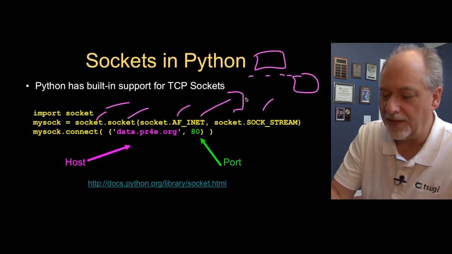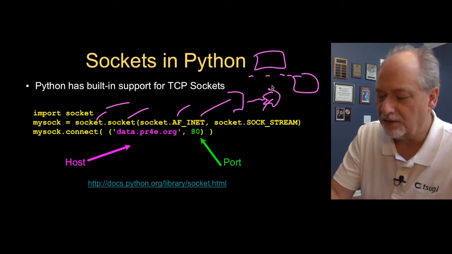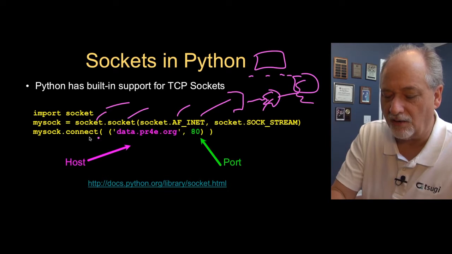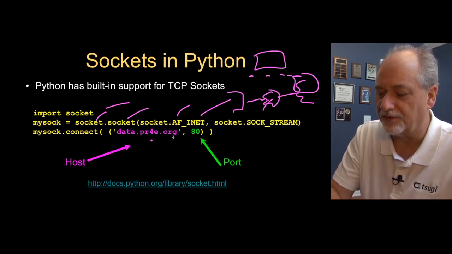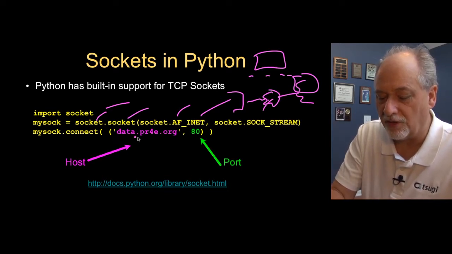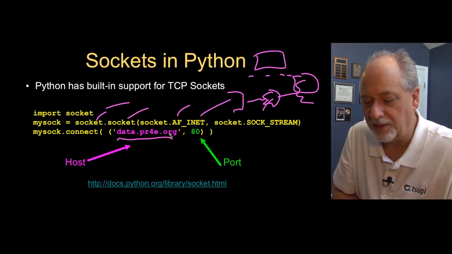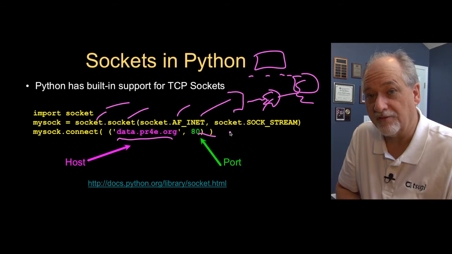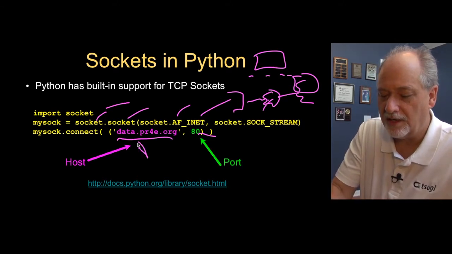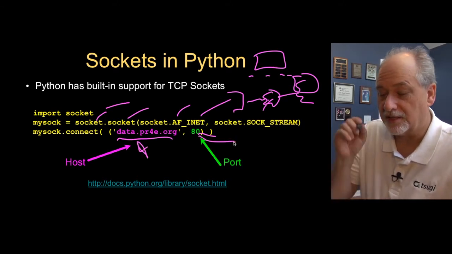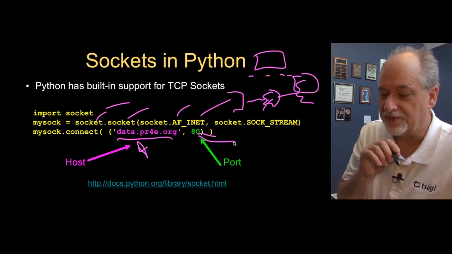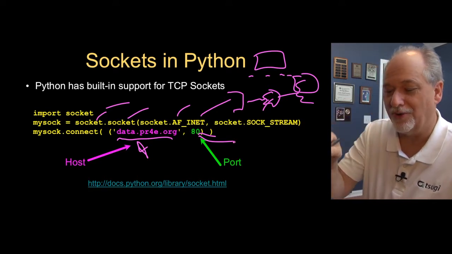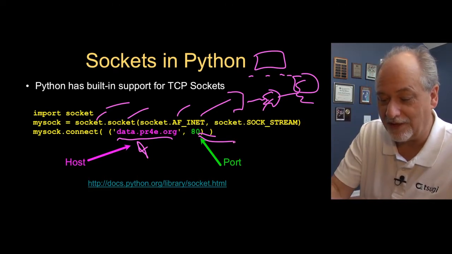And then when you want to make a connection across the internet to the far end, you say, dear socket, extend yourself across the internet. Make the phone call to this host, data.pr4e.org, and on that port 80. So that's making the phone call. This is like the phone number, and this is like the phone extension. We haven't sent any data yet. We have simply rung the phone of a process, hopefully living on port 80.